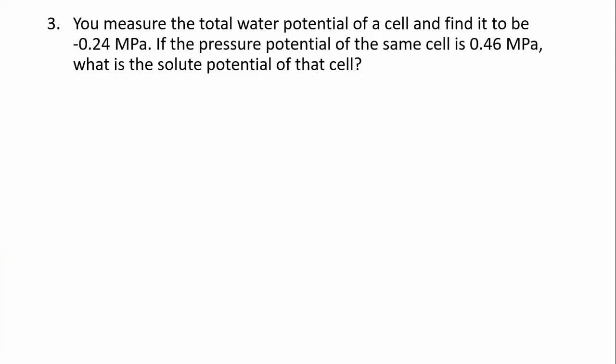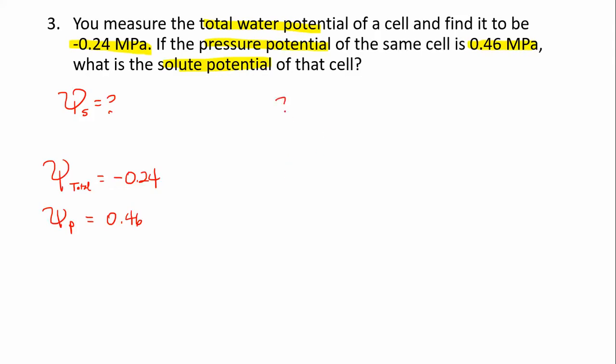So let's see. You measure the total water potential of a cell and find it to be negative 0.24 megapascals. If the pressure potential is 0.46 megapascals, what is the solute potential? So we want to know what is the solute potential. We are given the total water potential at negative 0.24, and then we're given the pressure potential, which is 0.46.